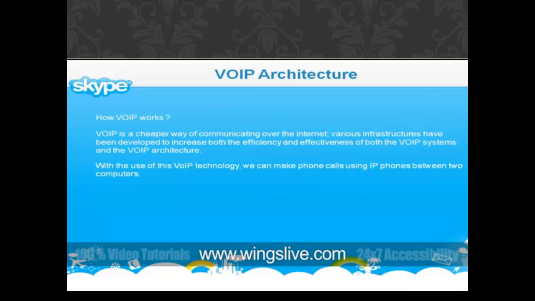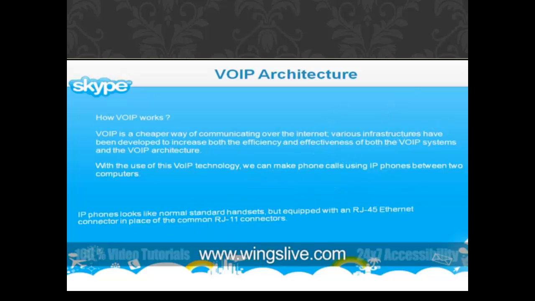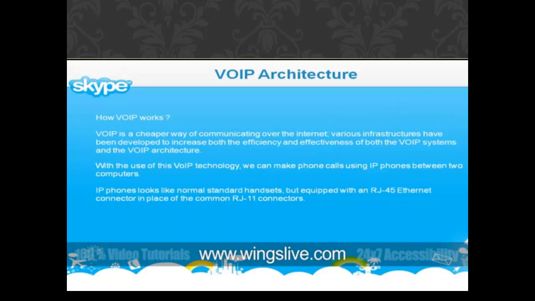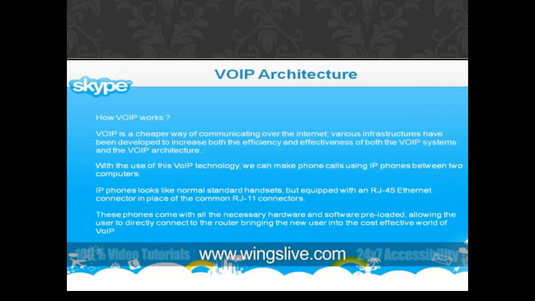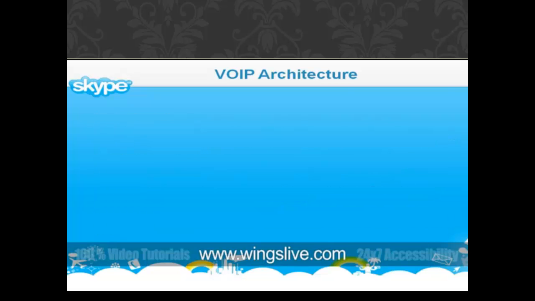With the use of this VoIP technology, we can make phone calls using IP phones between two computers. IP phones look like normal standard handsets, but they are equipped with an RJ45 Ethernet connector in place of the common RJ11 connectors. These phones come with all the necessary hardware and software preloaded, allowing the user to directly connect to the router, bringing the new user into the cost-effective world of VoIP.